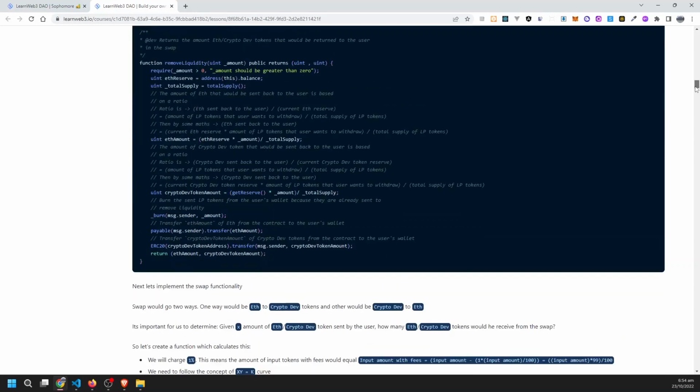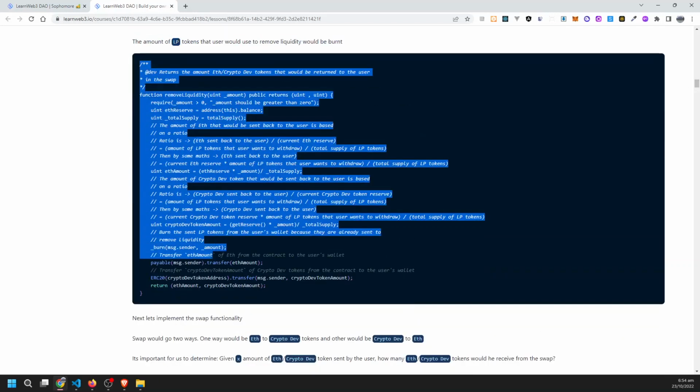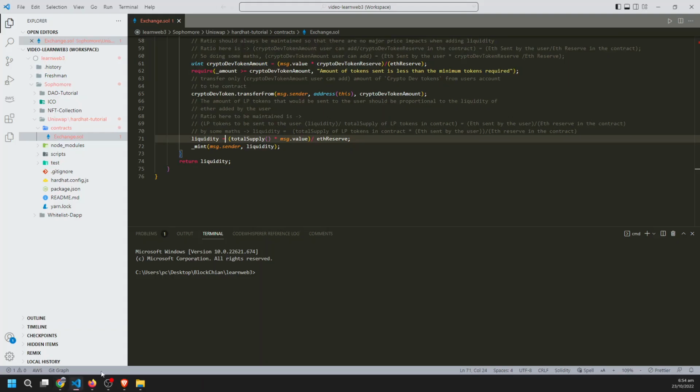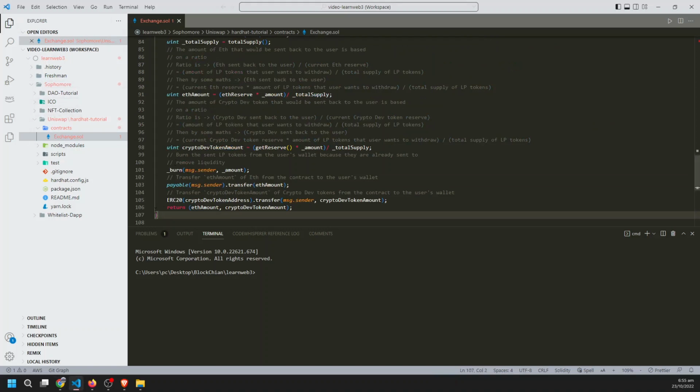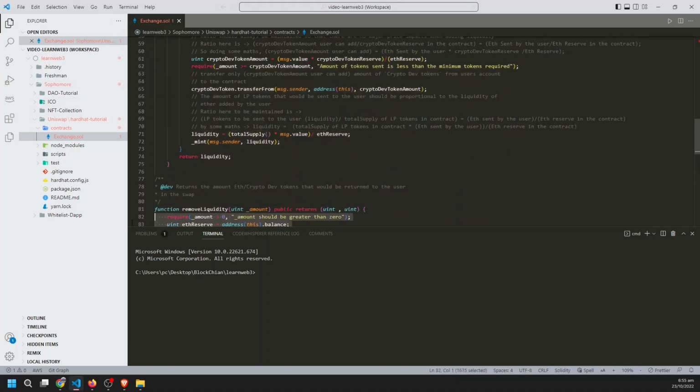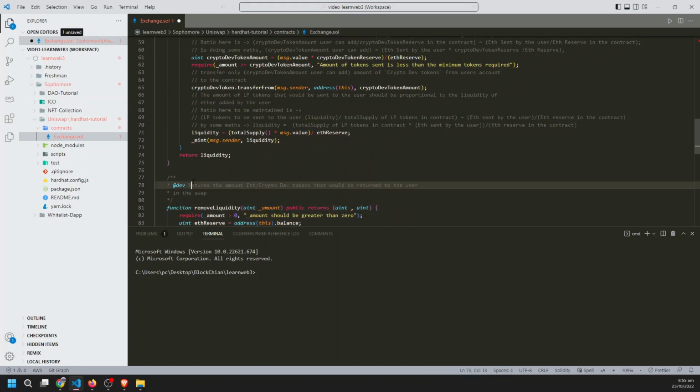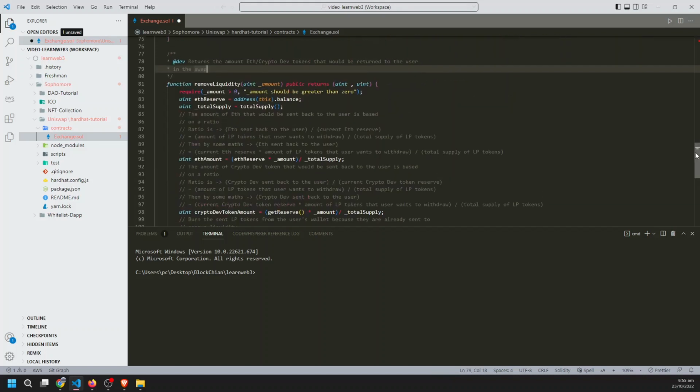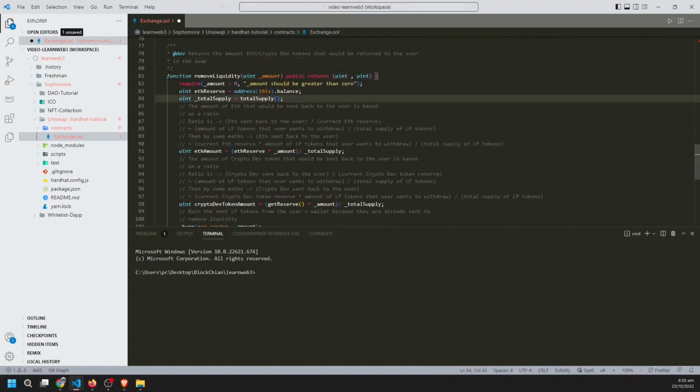So let's copy this function and paste it here. Returns the amount of Ethereum and crypto dApp tokens that would be returned to the user. Using require, the amount passed should be greater than 0. The Ethereum reserve is the address balance.